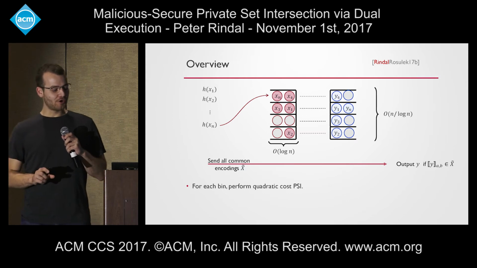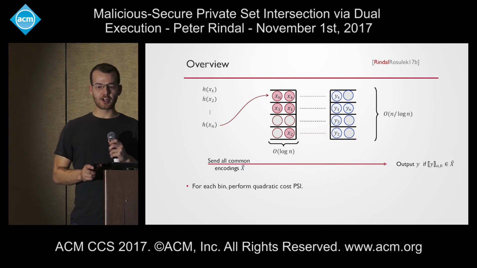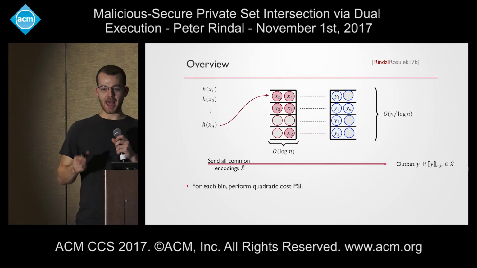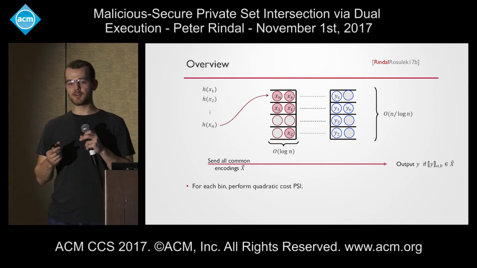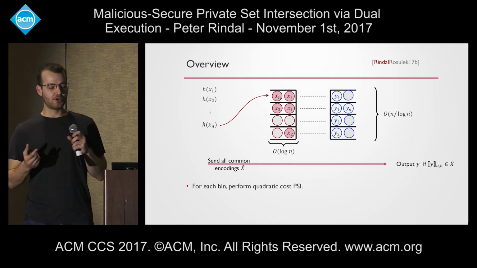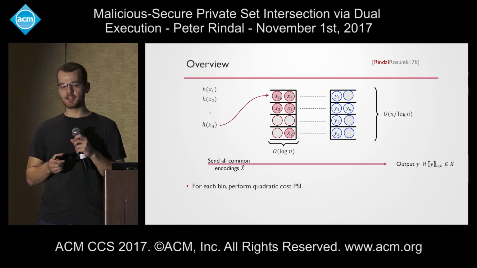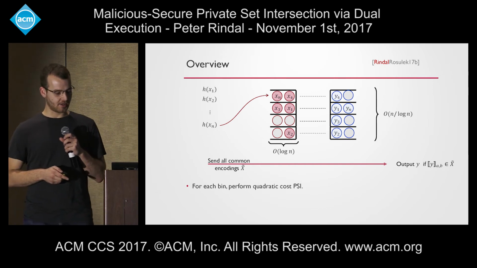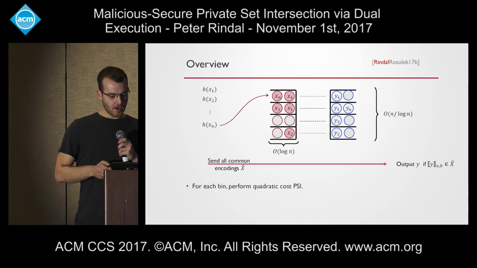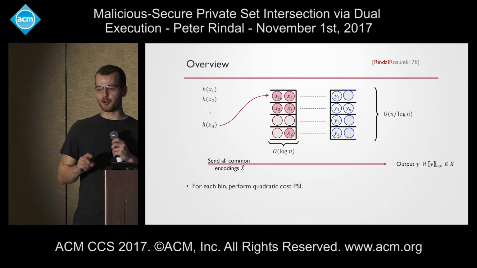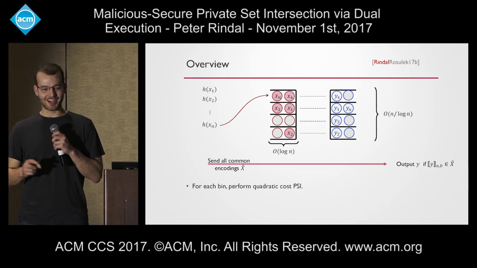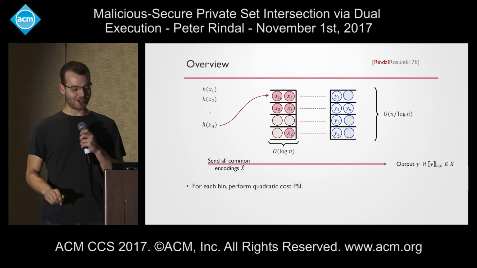And so now going back a little bit, let's look at how the overall protocol looks. We first hash the bins, and then within a single bin of size log n, we can do a quadratic overhead comparison. And since there's n over log n bins, the overall complexity is n log n. However, if we just ran this protocol, it would only be slightly faster than the previous state of the art. So we tried a little harder.